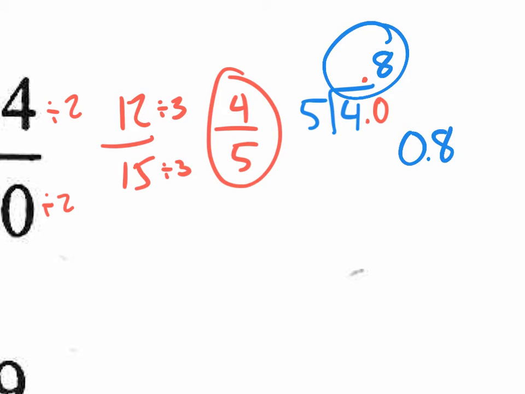0.8. Now, if you want to convert this decimal to a percent, you're going to move it 2 spaces over, giving you 80%. So those are your 3 answers. The fraction 4/5 changes to 0.8, and 0.8 changes to 80%.